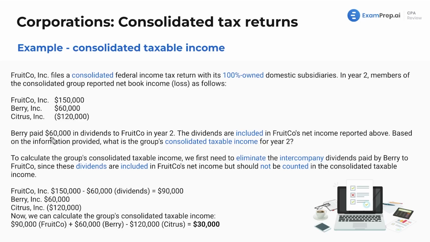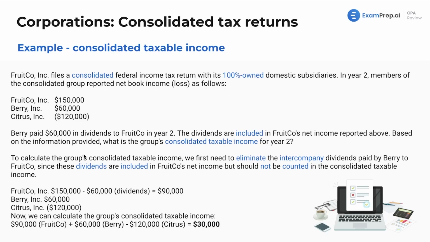Now, Berry paid $60,000 in dividends to Fruitco in year 2. The dividends are included in Fruitco's net income reported above. Based on the information here, what is the group's consolidated taxable income for year 2? Again, this is a much more simplified, watered-down version of what we saw. And is that a good thing, bad thing?